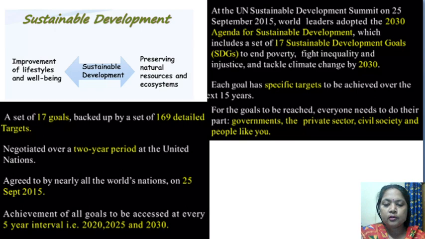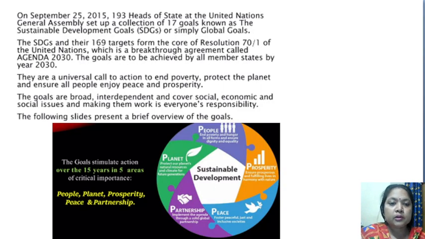So next is September 25th 2015. Now we are discussing the history of these goals. On this September 25th 2015, 193 heads of state at the United Nations General Assembly set up a collection of 17 goals known as the Sustainable Development Goals, or simply we can call them the global goals.